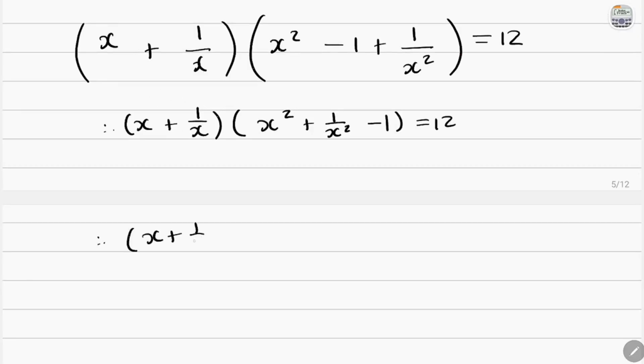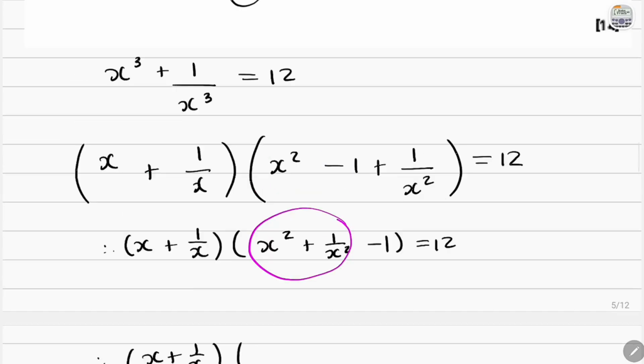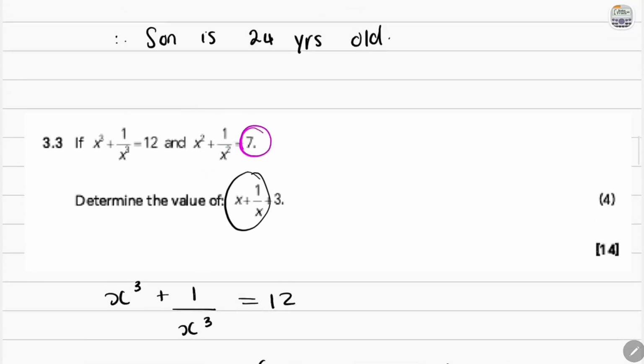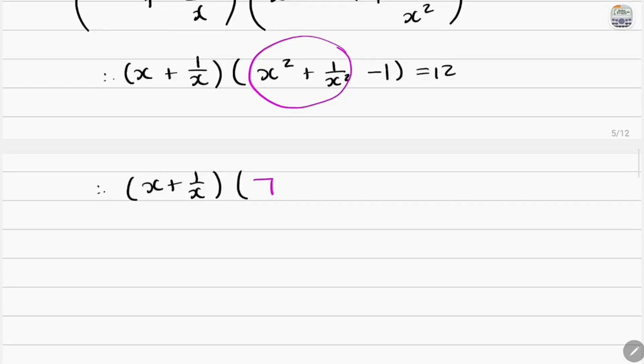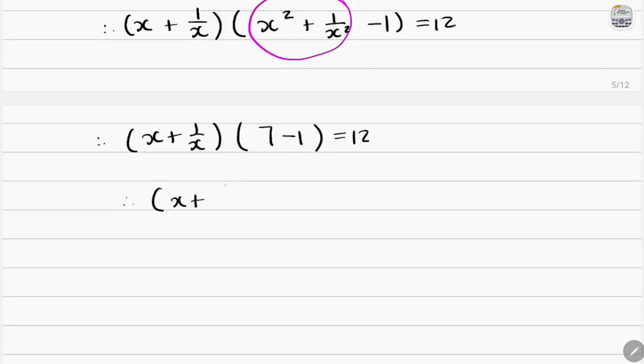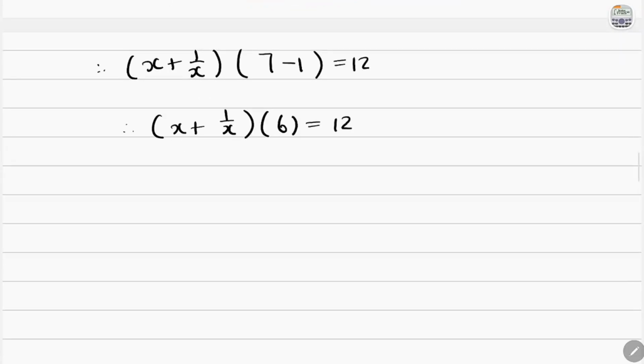We're going to leave x plus 1 over x, of course. There's nothing we can change it to. We're just trying to solve for it. And we know that x squared plus 1 over x squared is equal to 7. So 7, and then minus 1 is still there, and is equal to 12. Finally, x plus 1 over x multiplied by 6 is equal to 12. And we can make this the subject finally.